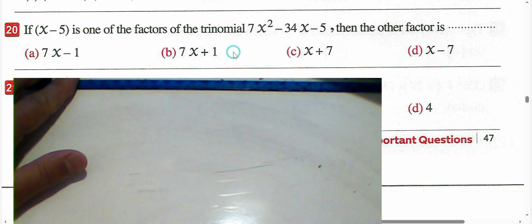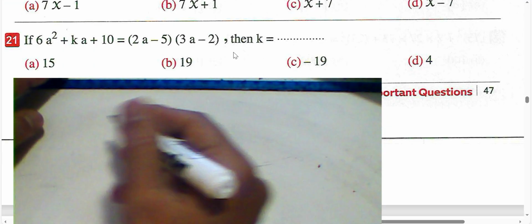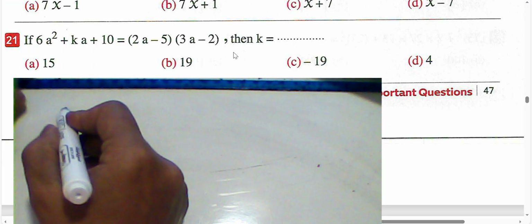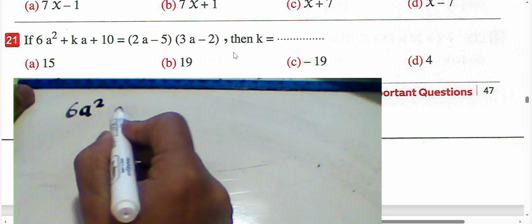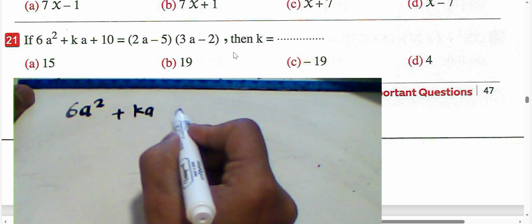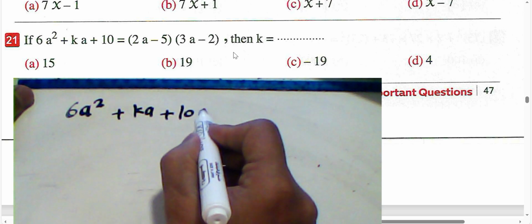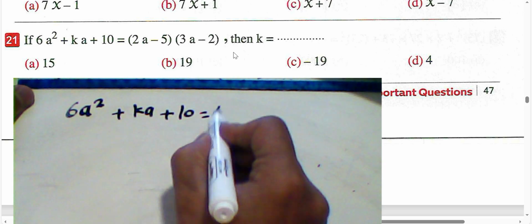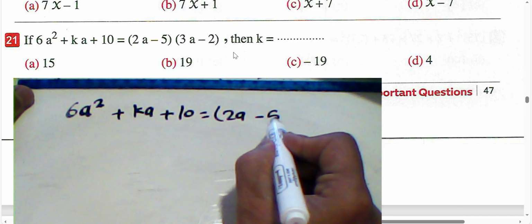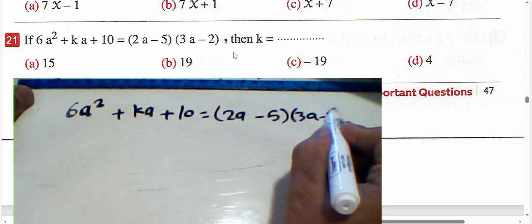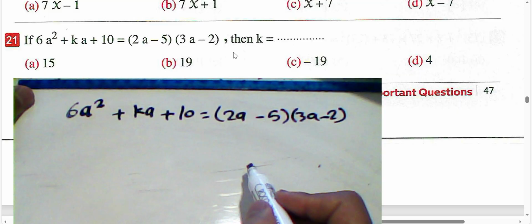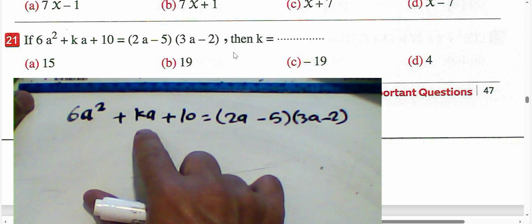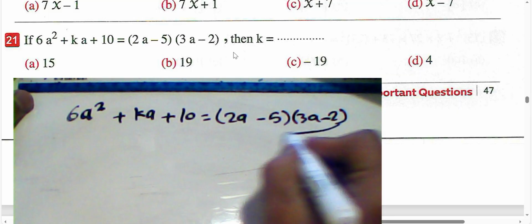Next question. We have 6a power 2 plus ka plus 10 equivalent to what? We can combine the answer of 2a minus 5 and 3a minus 2. He wants to find the value of k. Where is the value of k here? About what? The product of extremes and the product of means.